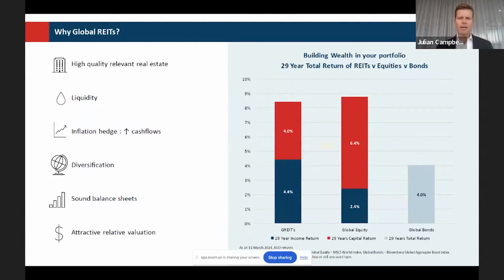But firstly, why global REITs? Why should you consider it as part of the allocation in your portfolio? Firstly, I'll touch on the fundamentals of the global REIT sector, the attractions of global REITs, and then the opportunity as we see it today, given the market dynamics and the drawdowns, which Mark has touched on. But firstly, what do REITs give you as an investment?